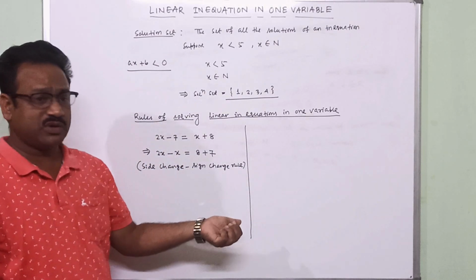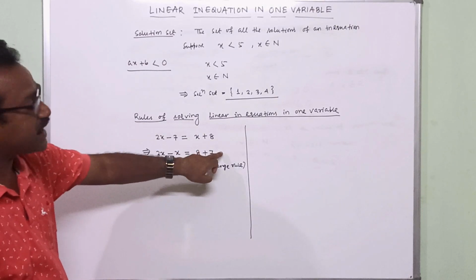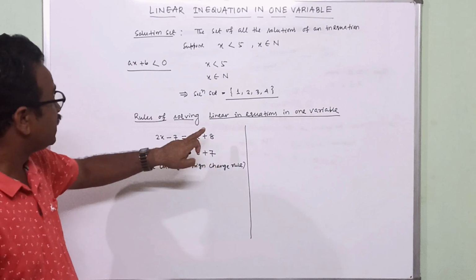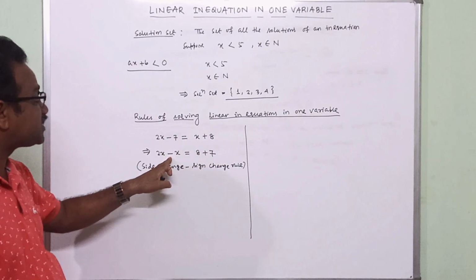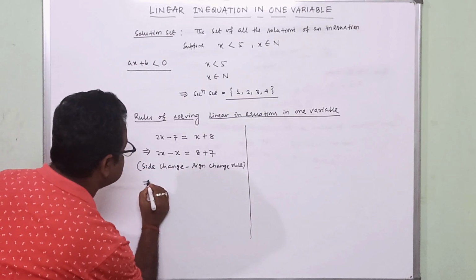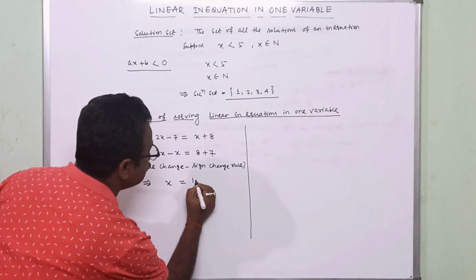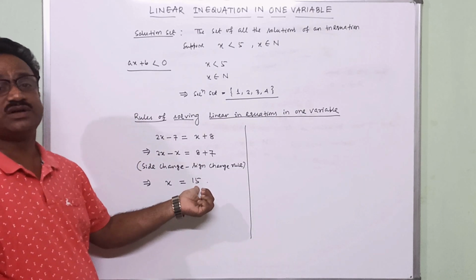Sign change rule. Here, minus 7 is negative, so go to the right side and it will become positive. Here x is positive, so come to the left side and it will become negative. Now that implies x is equal to 15. So this is the required solution.